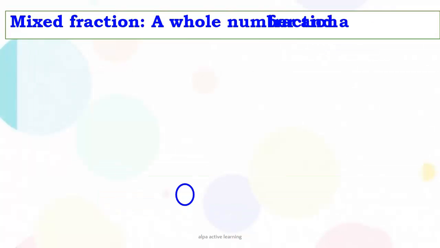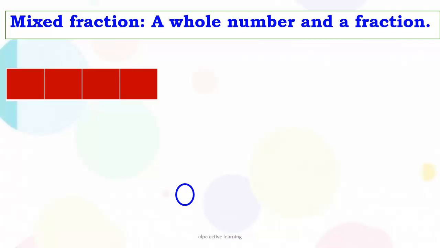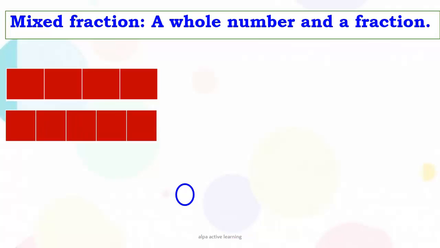What is mixed fraction? Mixed fraction means a whole number and a fraction. Whole number means, you know, it is a complete thing, right? For example, I have a chocolate bar. I have another chocolate bar. And from the third chocolate bar, I ate only one piece.